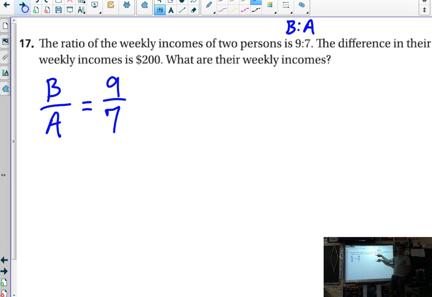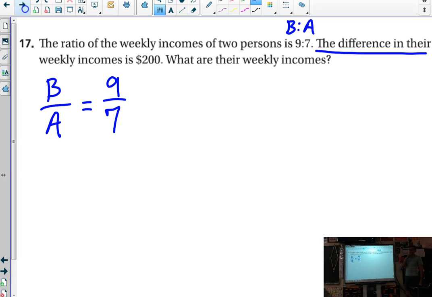The difference in their weekly incomes is 200. How do I bring that into play? The difference in their weekly incomes is 200. Yeah? Like 9b minus 7a equals 200. Ooh, let's start simpler than that.